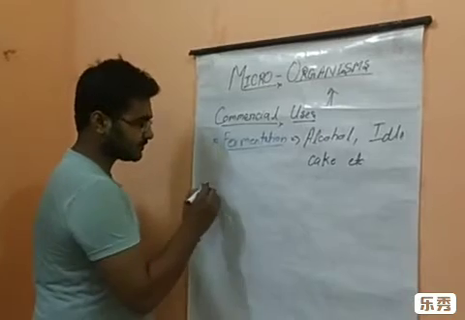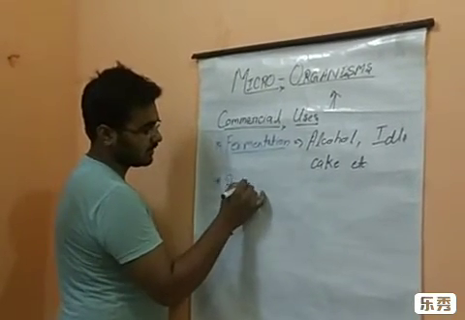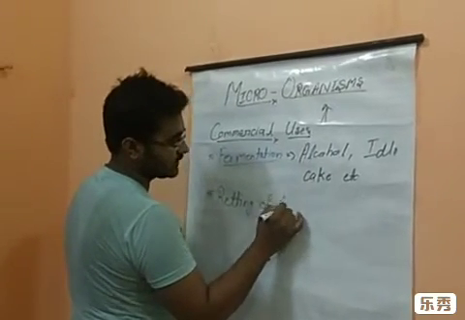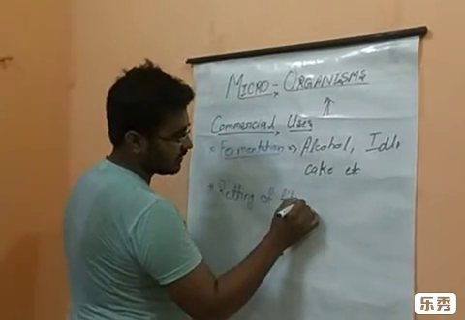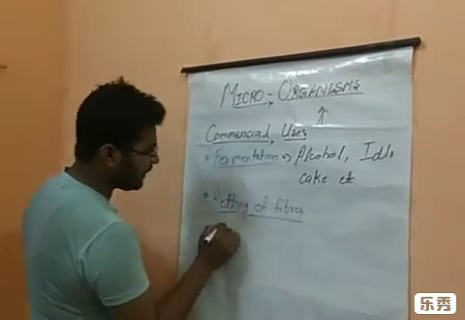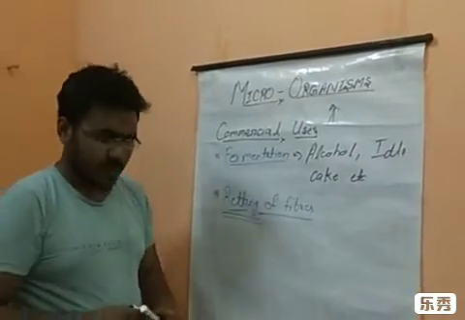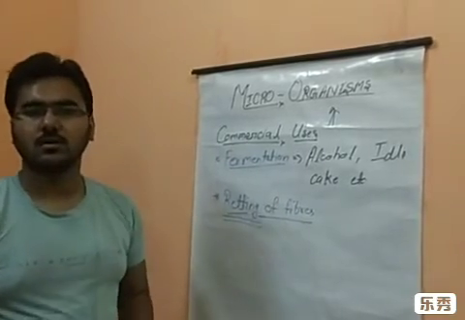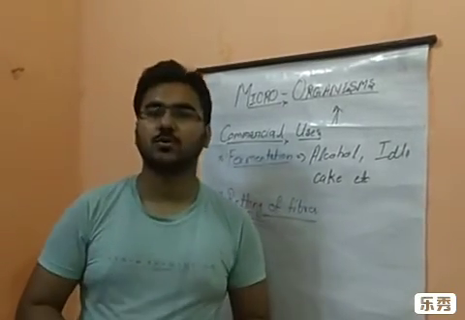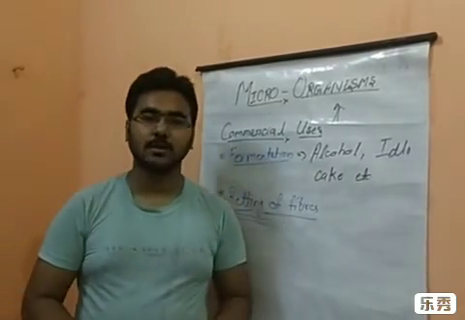Second thing is retting of fibers. Now, what do you mean by this retting? What does it mean? Have you seen jute, the jute sacks that you get in the market? How is that jute produced? That jute is produced because of the retting of jute plants.